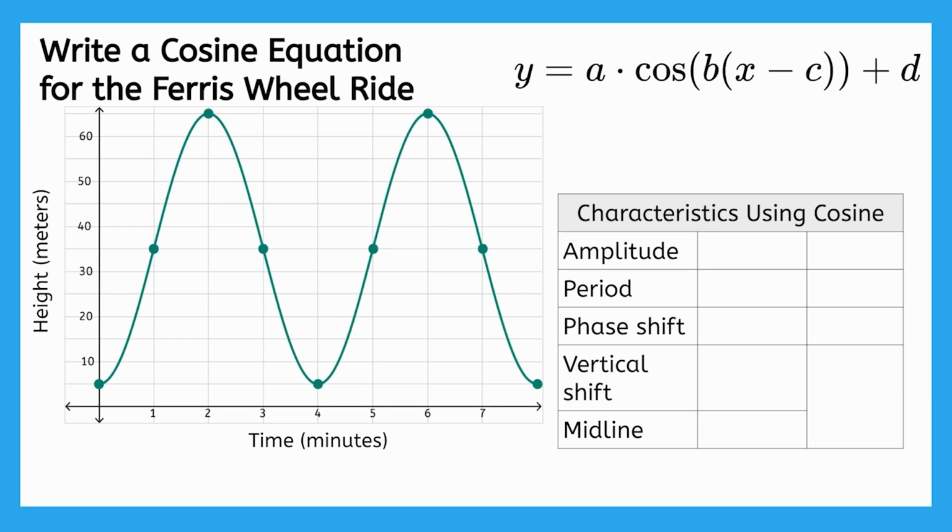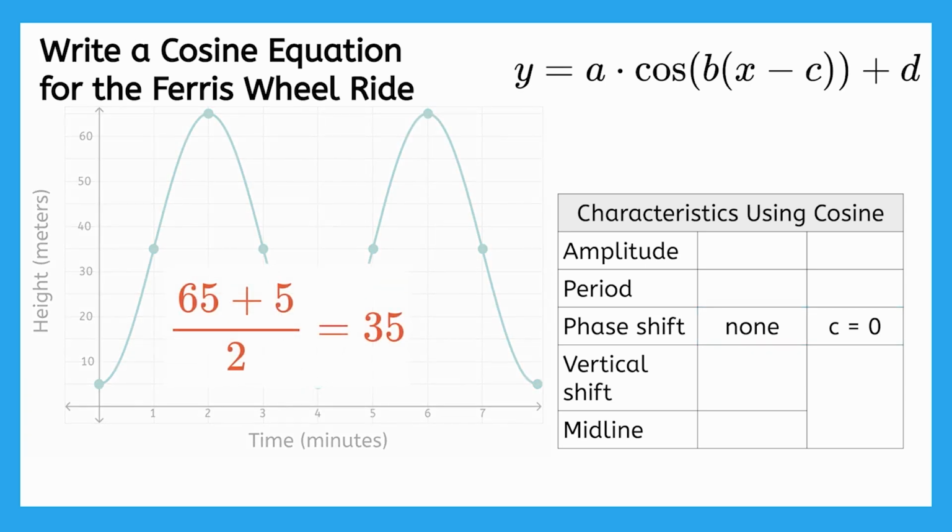We already know that we are writing a cosine function with no phase shift, so c will be 0. The next thing I found was the function's midline. The midline is always halfway between the minimum and maximum values, and it represents the vertical shift. Sometimes, it's easy to find a function's midline by looking at the graph, but we can also find the midline by calculating the average of the minimum and maximum values. 65 plus 5 divided by 2 gives us 35, so the midline is y equals 35, which means that the value for d in our equation will be 35.